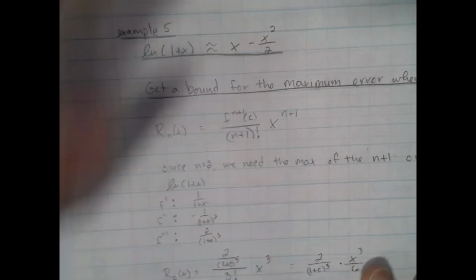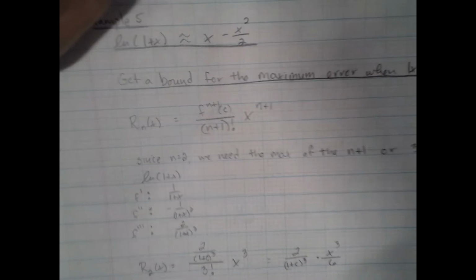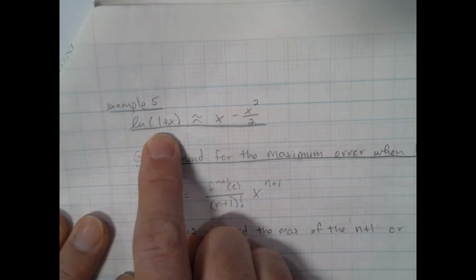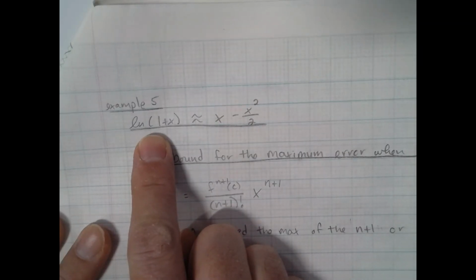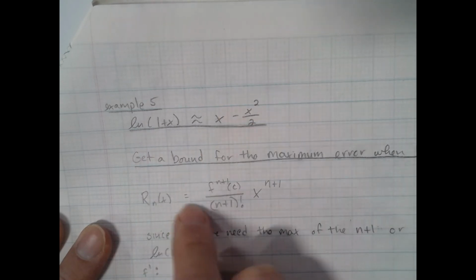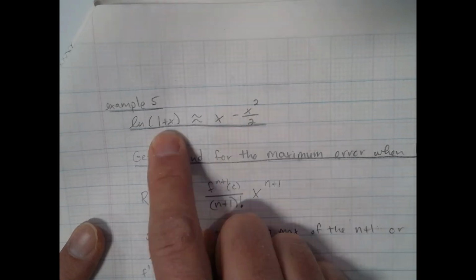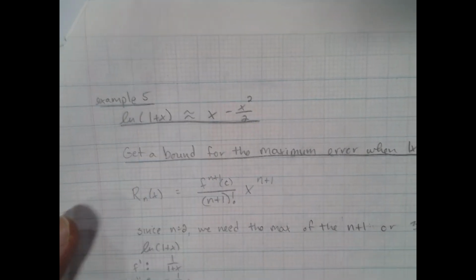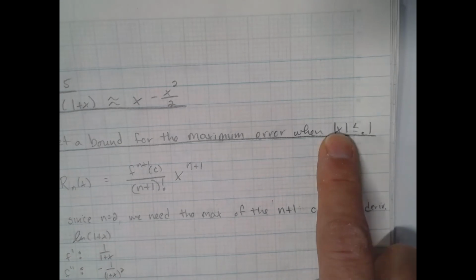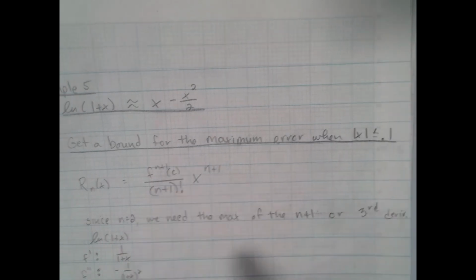Example 5 here. It must be out of the book. So same type of problem. Actually the same function, natural log of 1 plus x. So we're doing 2 terms. So what is the maximum error for this 2-term polynomial for natural log of 1 plus x? We do have a different interval. We're going from -0.1 to 0.1.